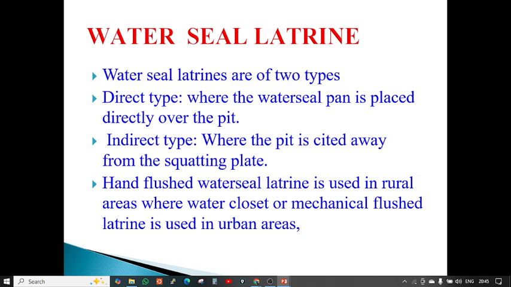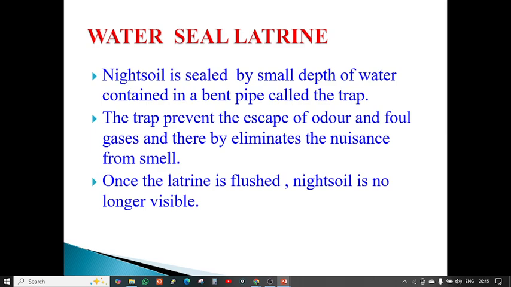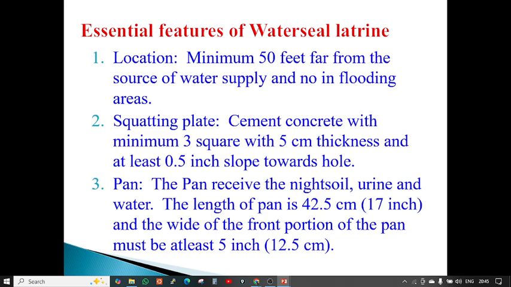Water seal latrine should not contaminate the outer wall or outer soil. Night soil is sealed by a small pipe called the trap, so the trap prevents the escape of odour and foul gases. We should not go into details. As for location, it should be a minimum of 50 feet from the source of water.